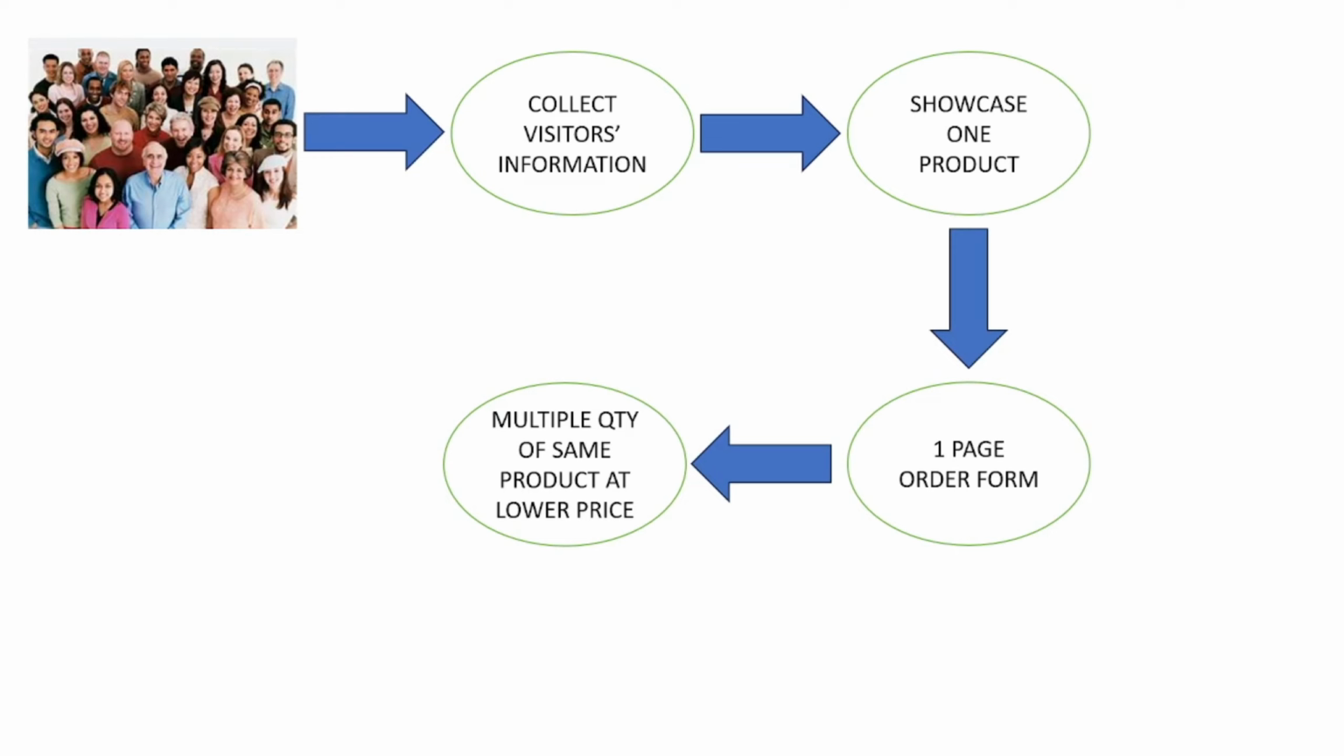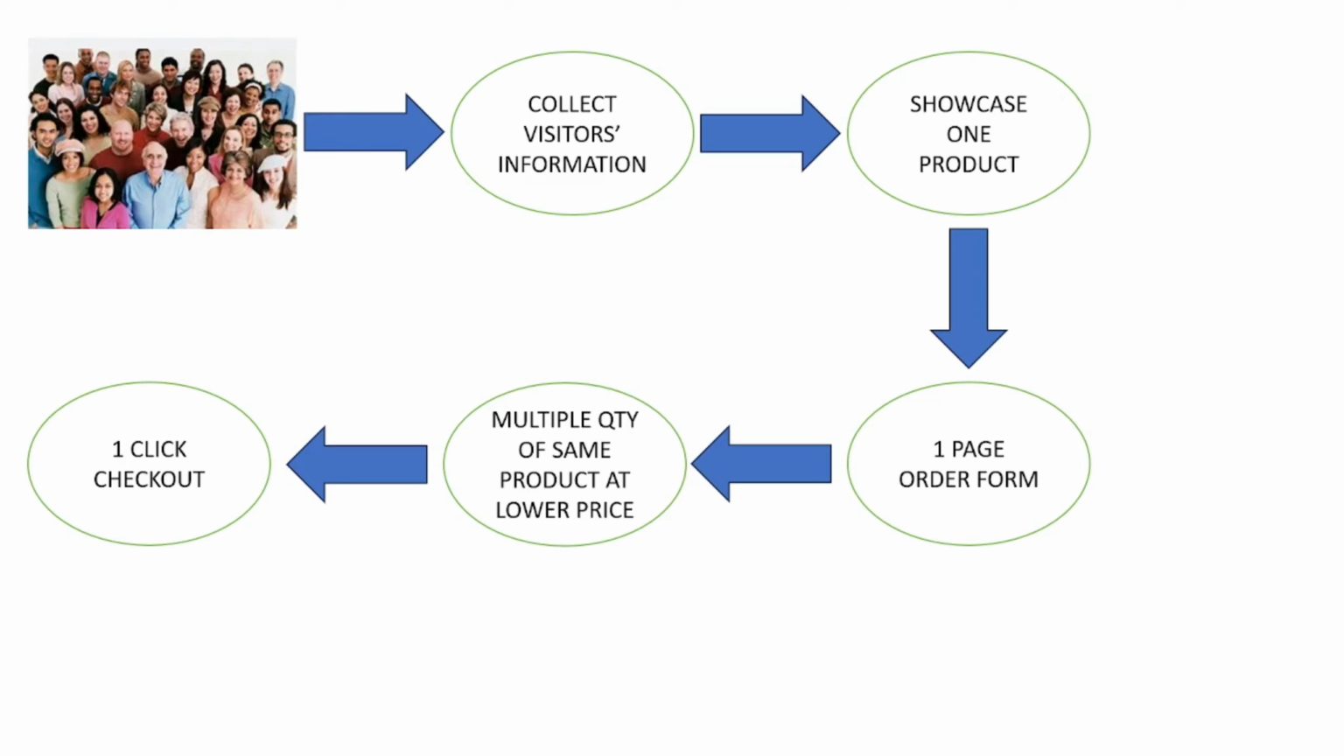And at this stage, you might be showcasing them, for example, would you like to purchase 5 of the same product at a lower price of, let's say, $35? The next stage you bring them to is called a one-click checkout. Now, this is not a separate page by itself. This is where, on the multiple quantity of the same product page, they will be displayed 2 different links.